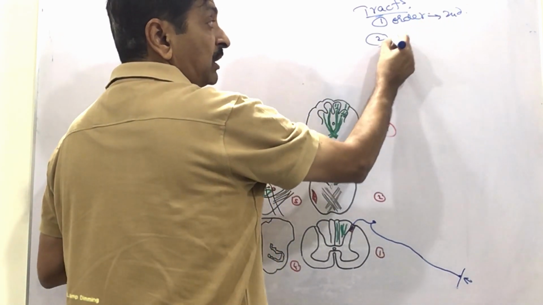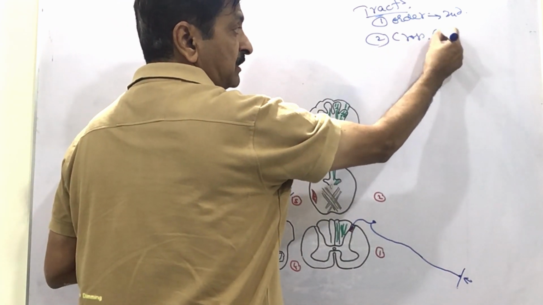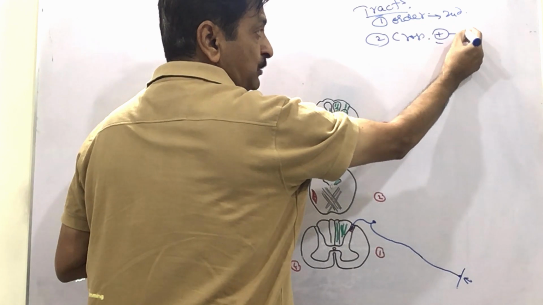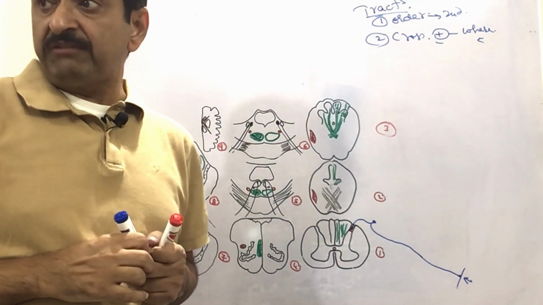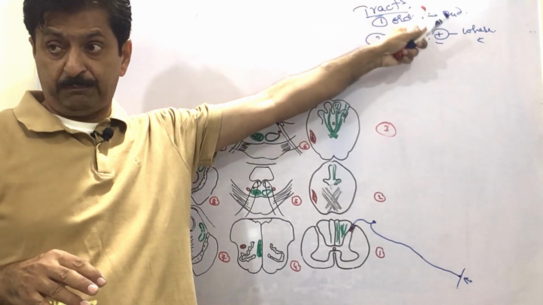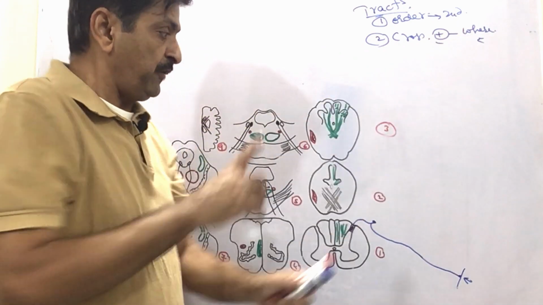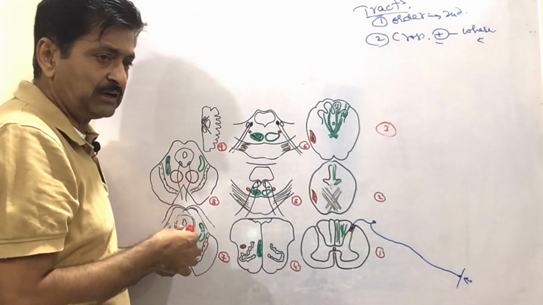Number 2, cross or not? Yes. Cross plus or not? Yes. If yes, then you say where? Because sometimes they will not cross also. That's why I am saying cross plus or cross minus. If it is a plus, then where? Then you say the parametric decussation. This is an ascending tract, it is not descending.